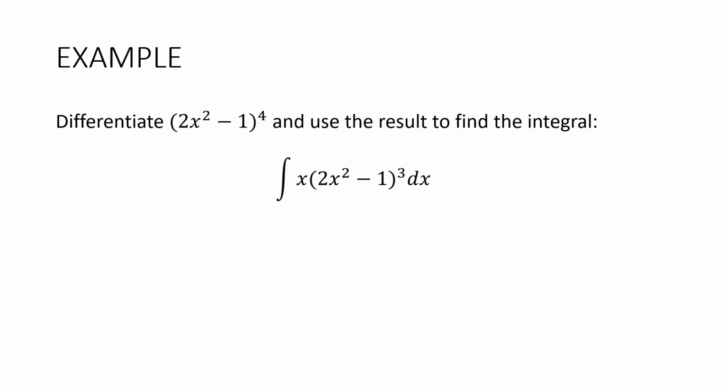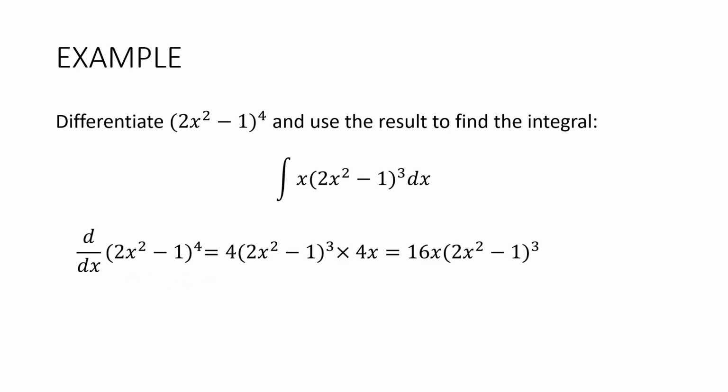Let's look at another example. Differentiate (2x squared minus 1) all to the power of 4 and use the result to find the integral of x multiplied by (2x squared minus 1) all cubed dx. So let's start by differentiating. We're going to bring our 4 down, multiplied by (2x squared minus 1) all cubed, multiplied by the derivative of the inside function, which is 4x. Tidy it up, 16x multiplied by (2x squared minus 1) all cubed.